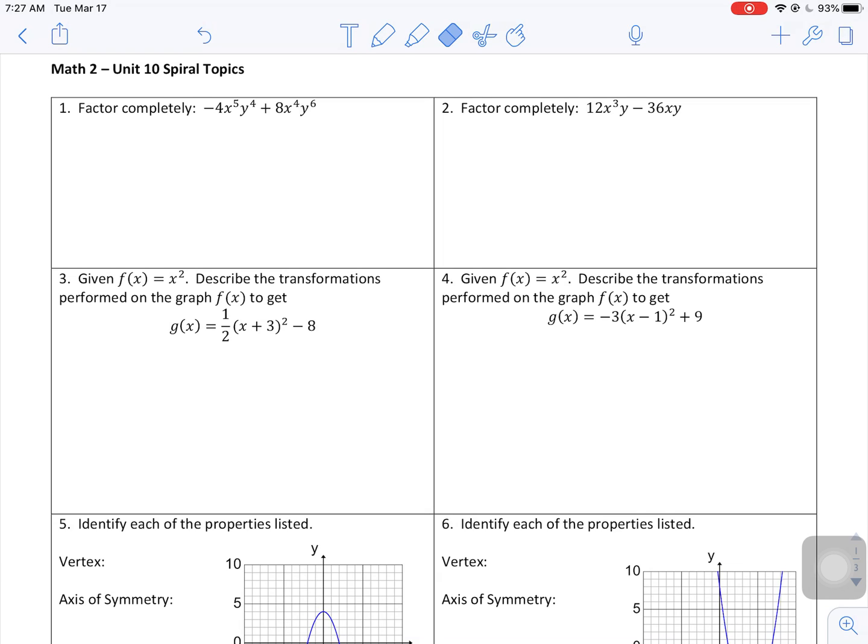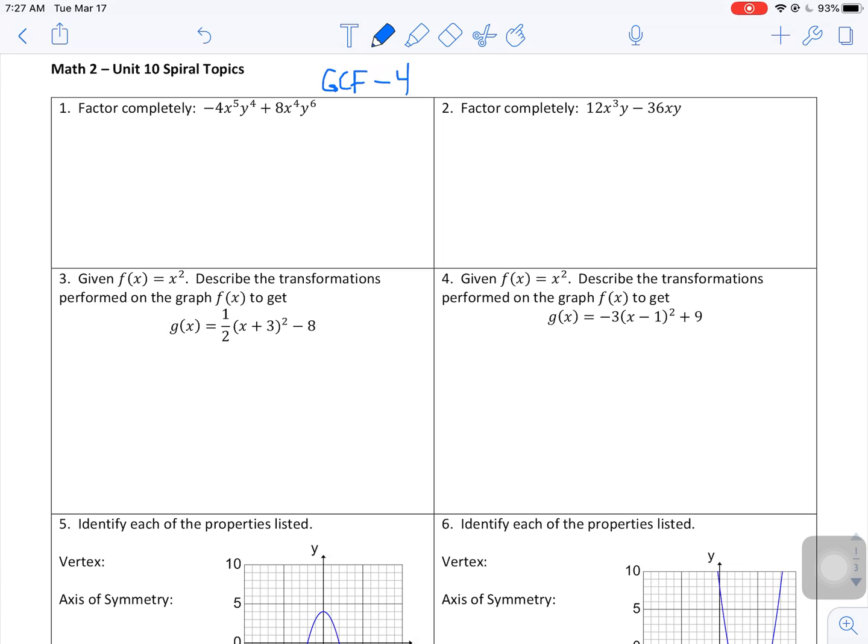On number 1, we want to factor completely, so we want to find the largest number that both 4 and 8 are divisible by. Notice that the first number is negative, so we want to take out a negative version of the greatest common factor. So 4 and 8 are both divisible by 4. And since, again, the first term is negative, I want to do negative 4.